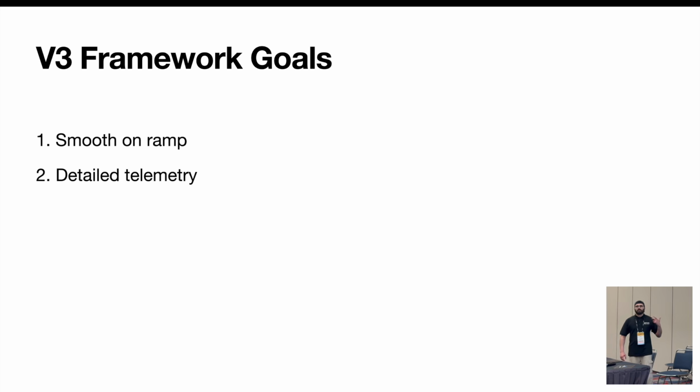The next thing is that we want detailed telemetry. So who here has had trouble debugging commands before? This is a big show. Maybe a third to a half of people here have a hand up. Command debugging is a huge pain right now because the command scheduler only knows the topmost commands that are executing. It doesn't know anything else.